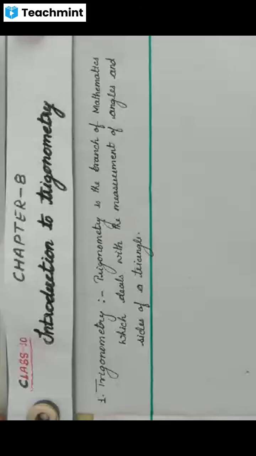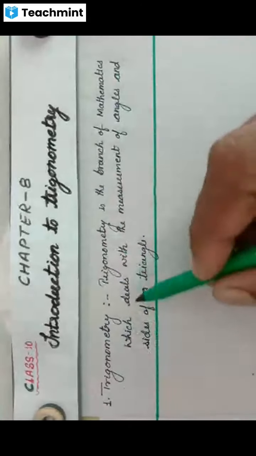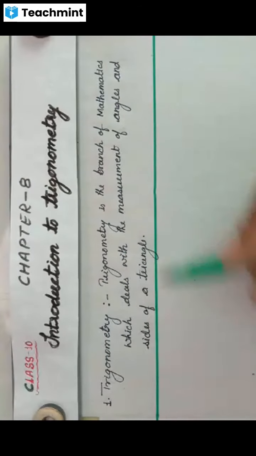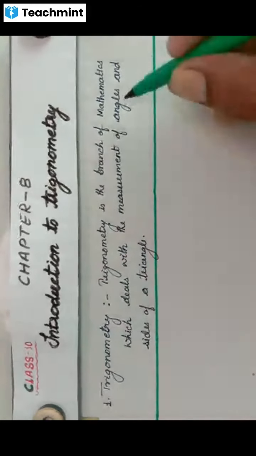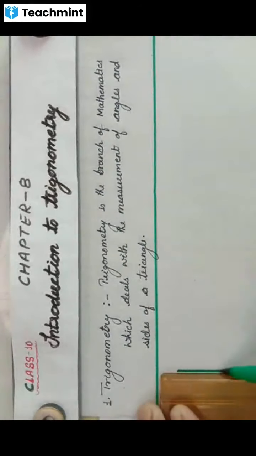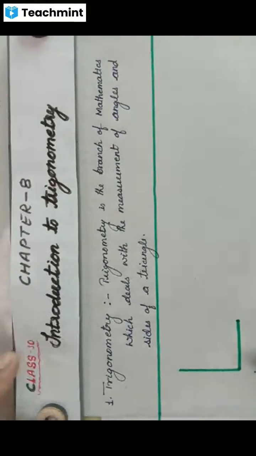So as I already explained to you the definition and introduction of trigonometry. Trigonometry is the branch of mathematics which deals with the measurement of angles and sides of a triangle. Now here, what are the sides and the angles, and how can we calculate or measure them? First of all, we need to have triangles. So first of all, you have to understand some triangles.